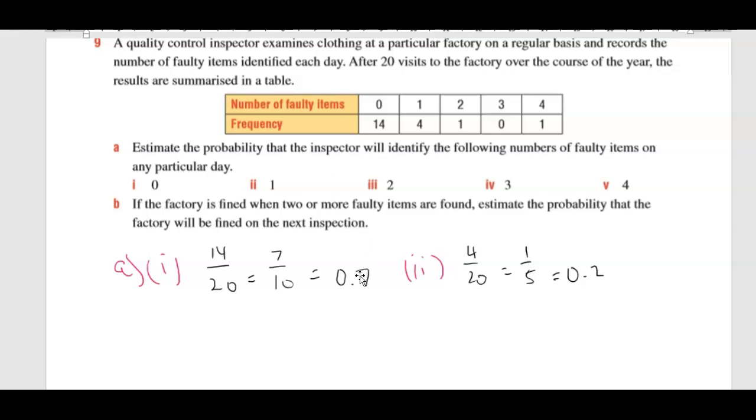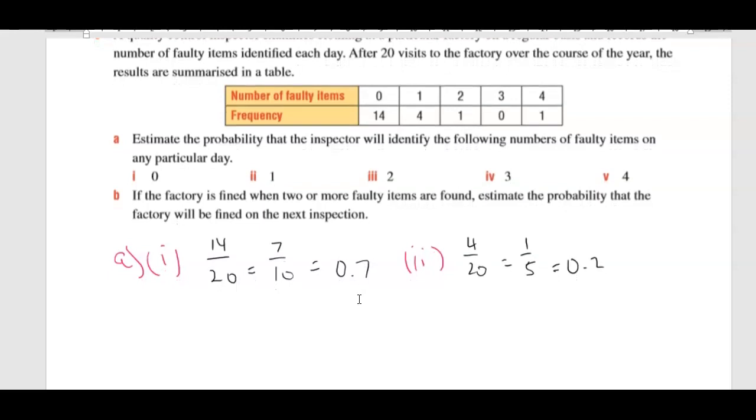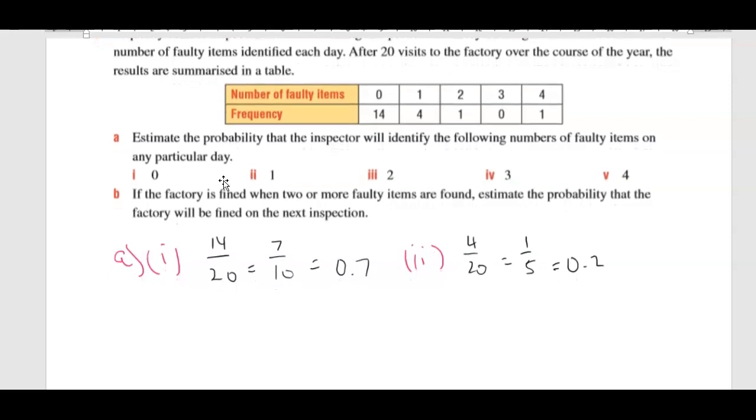If the factory is fined when 2 or more faulty items are found, estimate the probability that the factory will be fined on the next inspection. I've got buttons on my pen and I just got to make sure I don't press them because I don't know what's going to happen. I don't think anything bad will happen, but I don't want to deal with it.